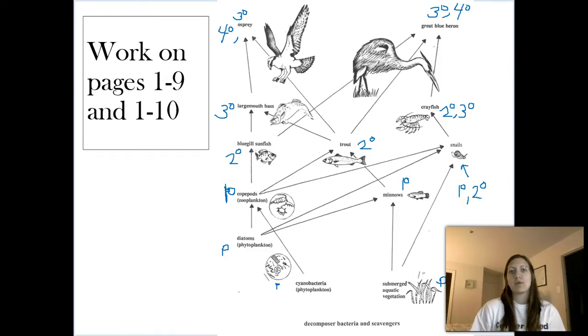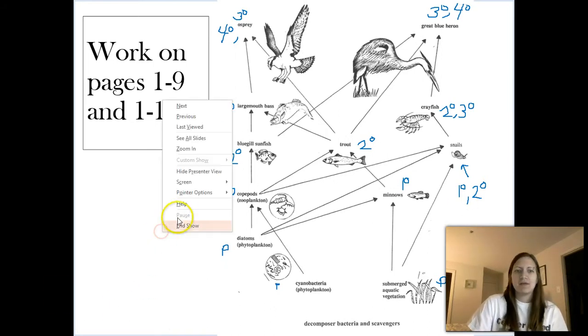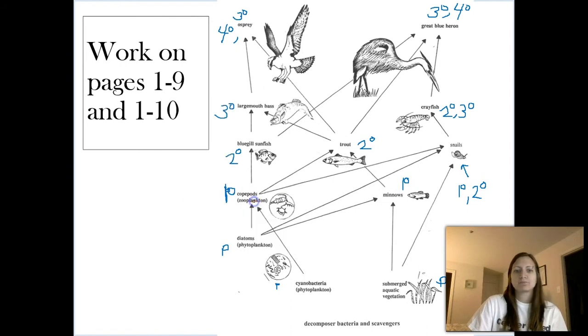Everyone, so we're going to pick up right where we left off. At this point you should already have all of your organisms labeled in this food web. You've looked at the questions and you've answered them as best as you can, and hopefully you answered them correctly. So I'm going to go ahead and get my pen ready.